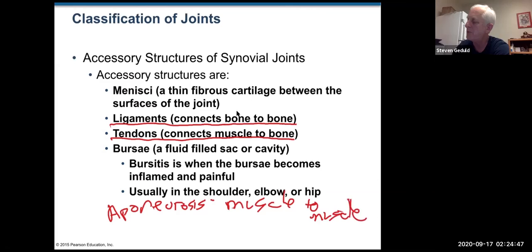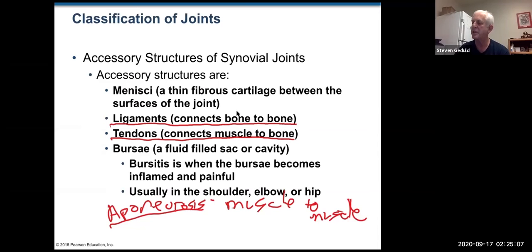So, 3 different types of connections. You have your ligaments, which connect your bone to bone. You have your tendons, which connect muscle to bone. And you have your aponeuroses, which connect muscle to muscle. And we'll go through all that too. Okay, so there's 3 connections between the bones and muscle.